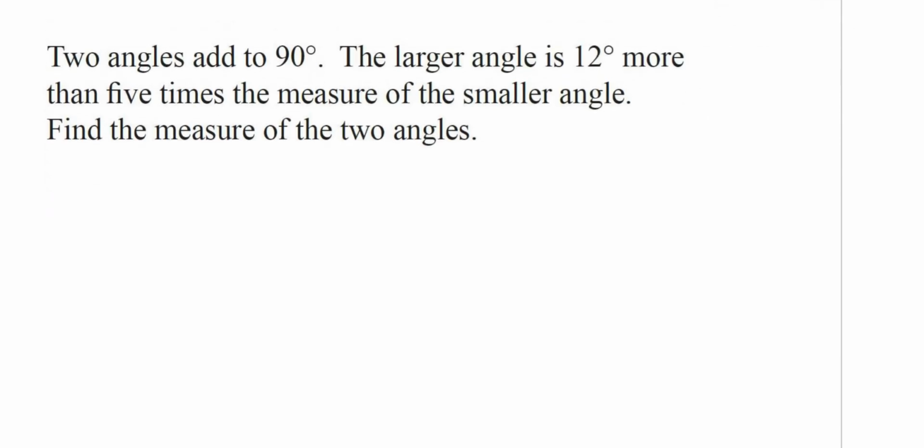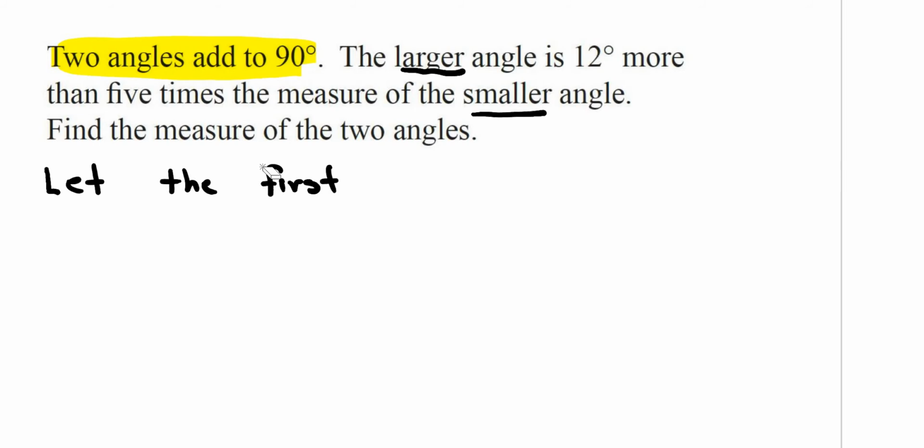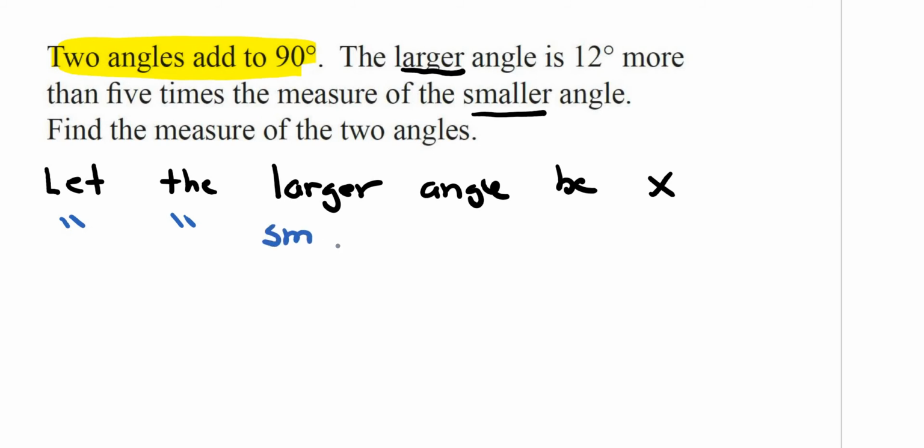Two angles add up to 90 degrees. Okay, so whenever we have these two angle type problems or two number problems, I would start off with a let statement. Actually, the language is using larger and smaller, so instead of saying let the first angle be x and y, let's just say let the larger angle be x, and then we can say let the smaller angle be y.